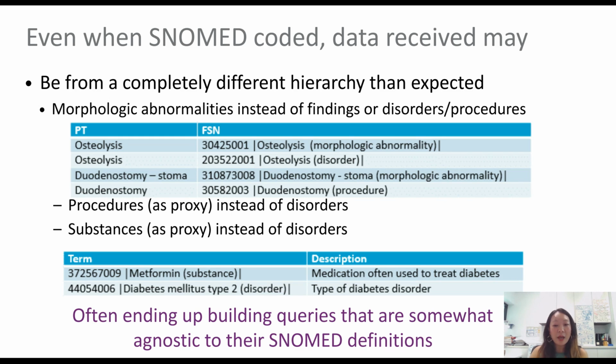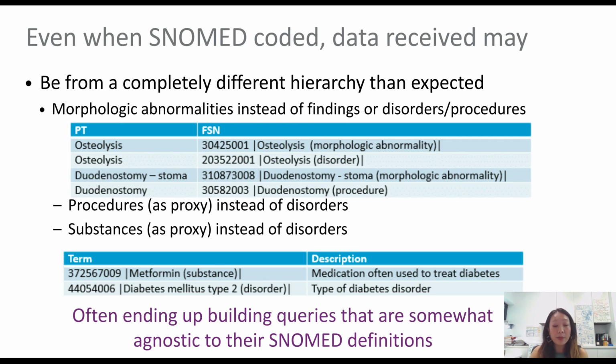So even when you have SNOMED encoded data, the data you receive may be from completely different hierarchies than you expected. For example, you may receive morphologic abnormalities instead of findings or disorders or procedures. If a user has an unconstrained SNOMED implementation, they might be presented with osteolysis concepts or duodenostomy concepts. How are they to know which one's a morphological abnormality or a disorder or a procedure? So it makes it really difficult for them to pick.